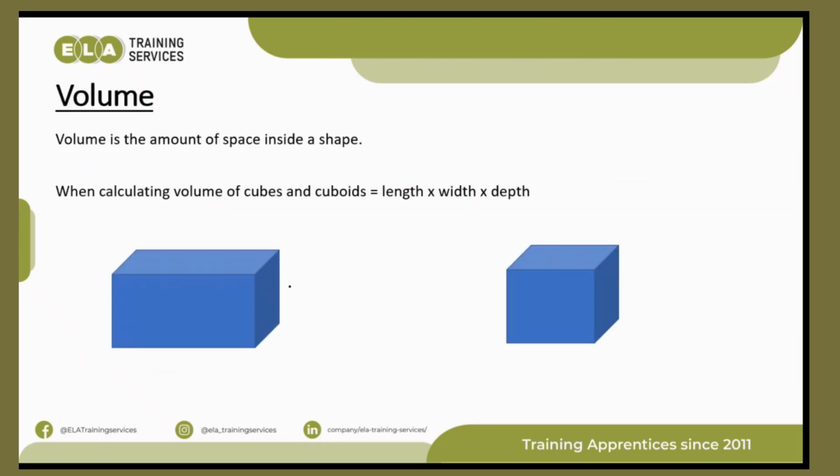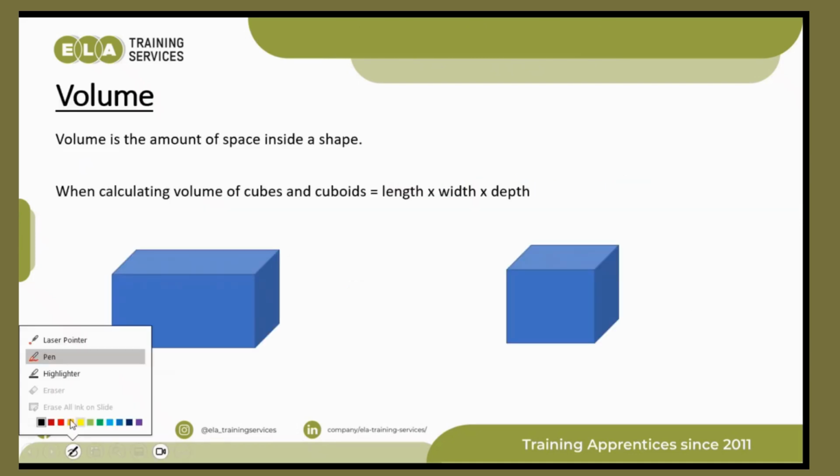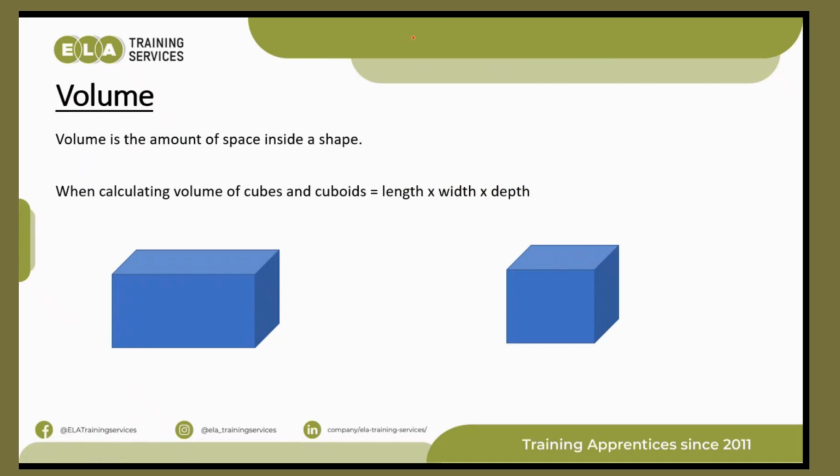Our last topic that we are going to look at today is what we call volume. Volume is the amount of space inside a shape, and it's measured in cubic units. So, for example, centimetres cubed, metres cubed, inches cubed, and feet cubed. We calculate volume by multiplying the length times the width times the depth.